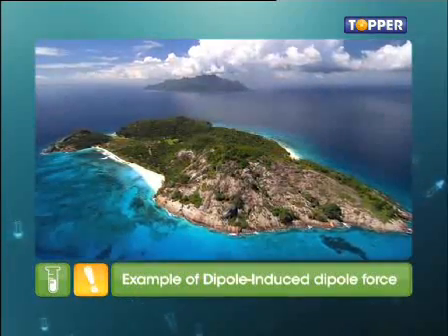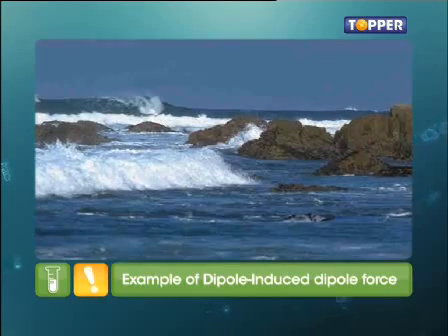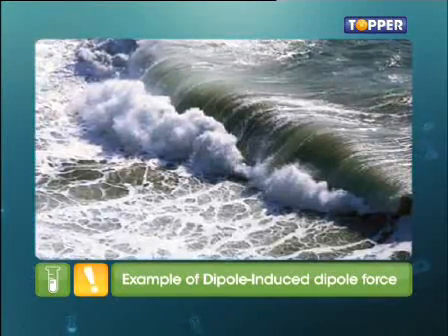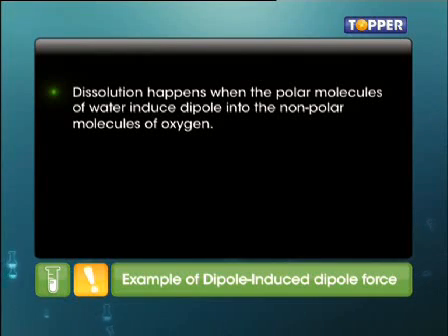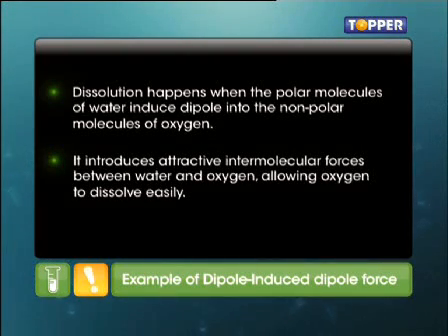Oxygen is not just present in the atmosphere, it is also present in water bodies like sea and oceans as dissolved oxygen. This dissolution happens when the polar molecules of water induce dipole into the non-polar molecules of oxygen. This introduces attractive intermolecular forces between water and oxygen, allowing oxygen to dissolve easily.